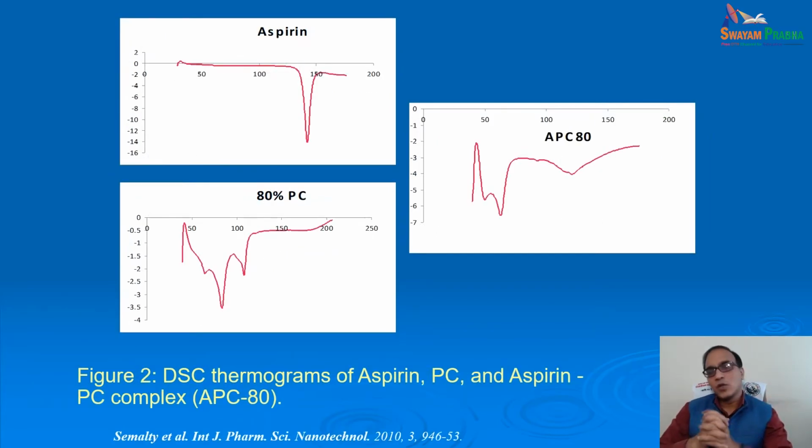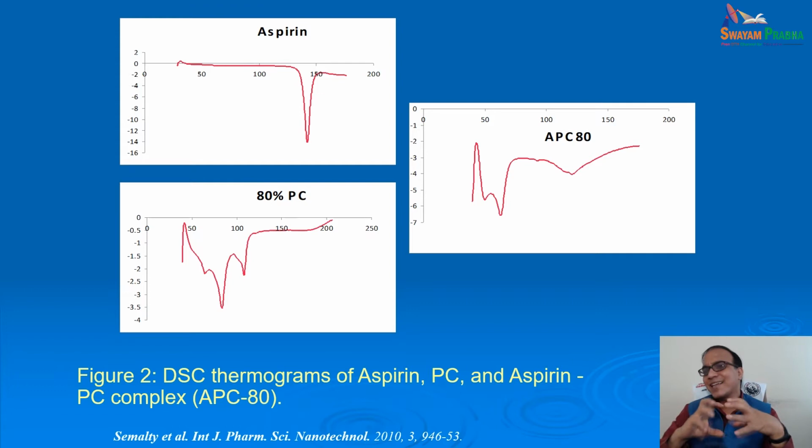In case of aspirin also, you can see aspirin 80% PC, and then APC 40. You can see APC 80, aspirin phosphatidylcholine 80. This is a complex. You can see the complex thermal analysis, that DSC graph is entirely different, because it is showing the peak at around 50 and 63 degrees Celsius, while the transition peak in the case of aspirin was around 140 degrees. So entirely, there is a shift of endothermic peak in the thermal analysis.